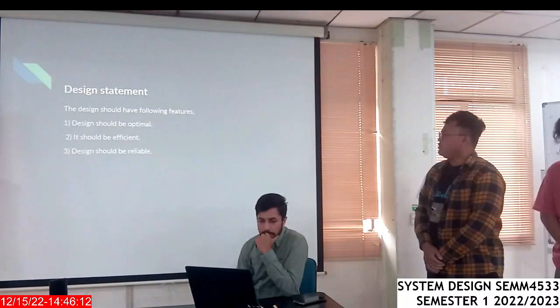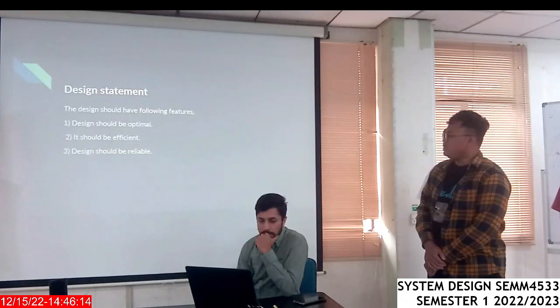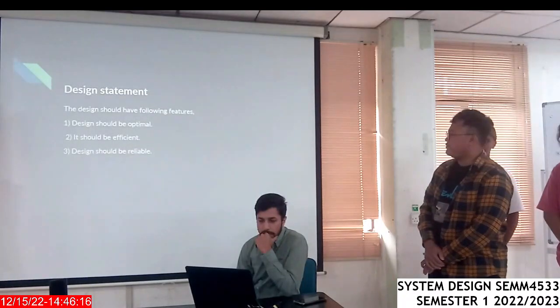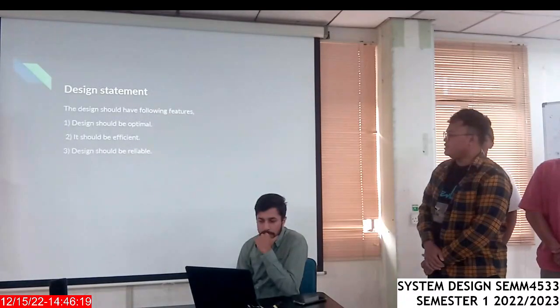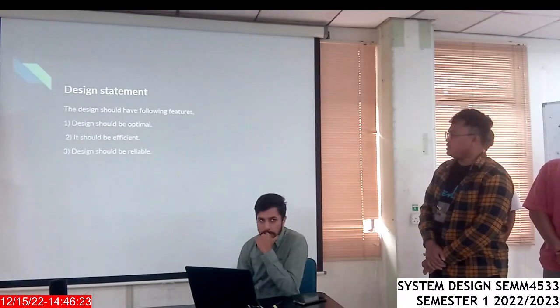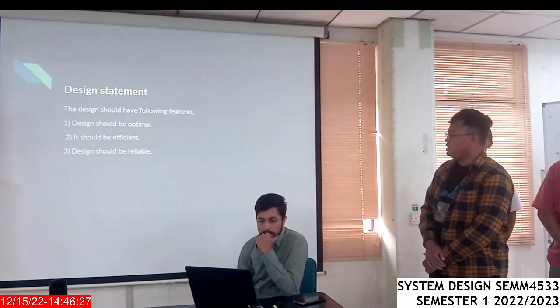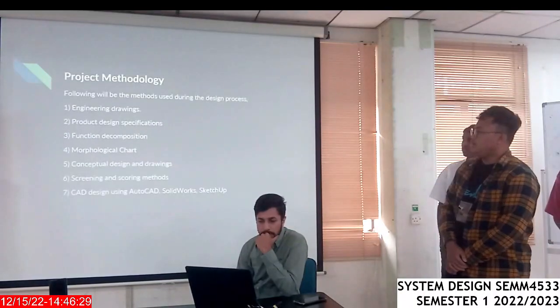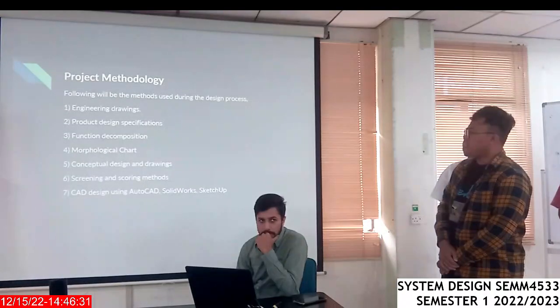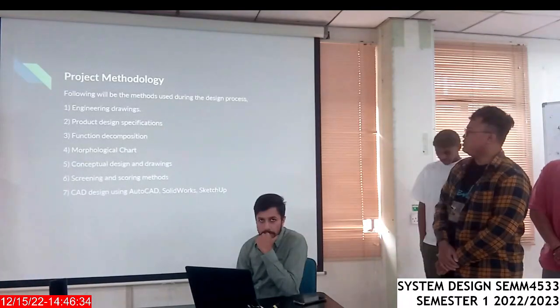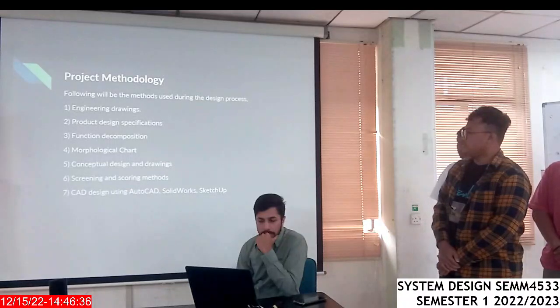This is our design statement. The design should have the following features. The first one is the design should be optimal. The second one is it should be efficient, and the last one is the design should be reliable. And for project methodology, the following will be the methods used during the design process. That has 7 points.